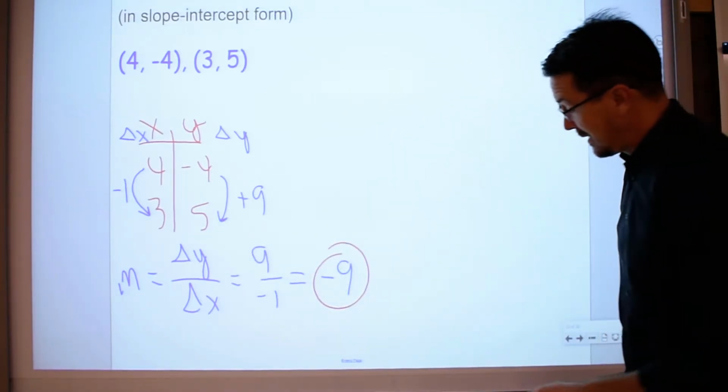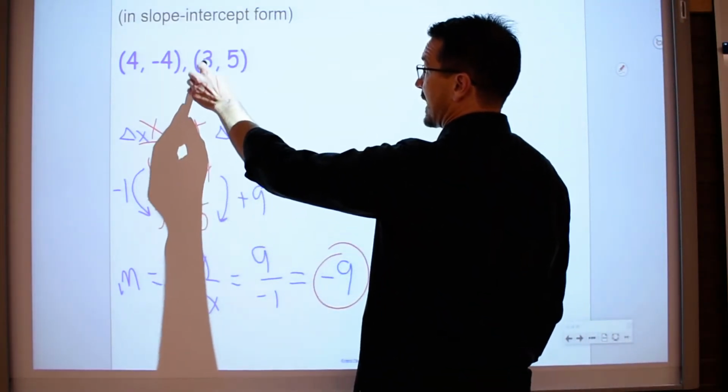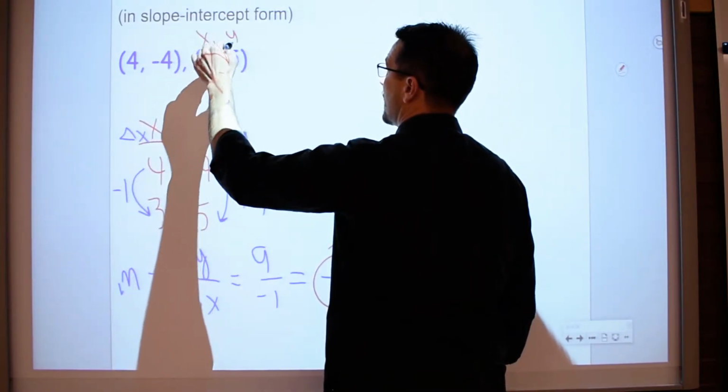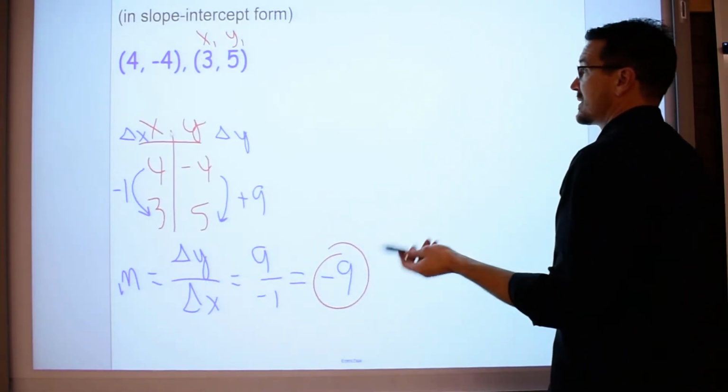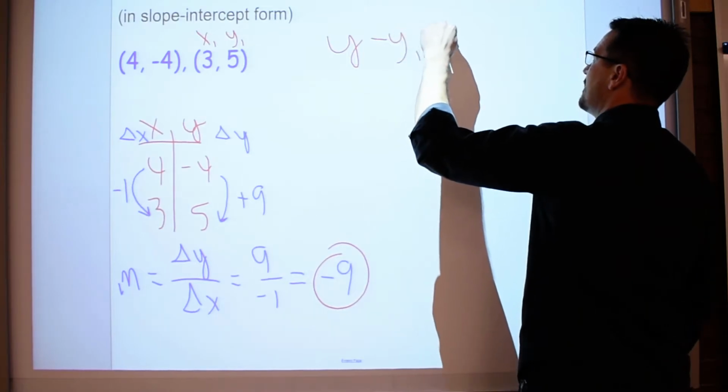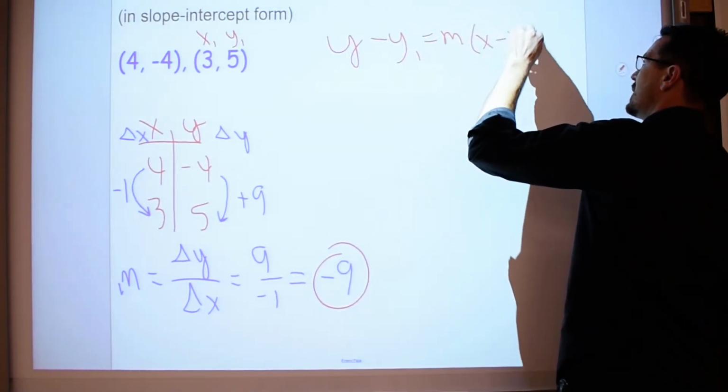Now I got to pick a point. I choose to pick the second one because this one has negatives in it. So I'm going to pick this one, x1, y1. But you can pick either point. It's up to you. So this formula is y minus y1 equals m times x minus x1, which is point slope form.